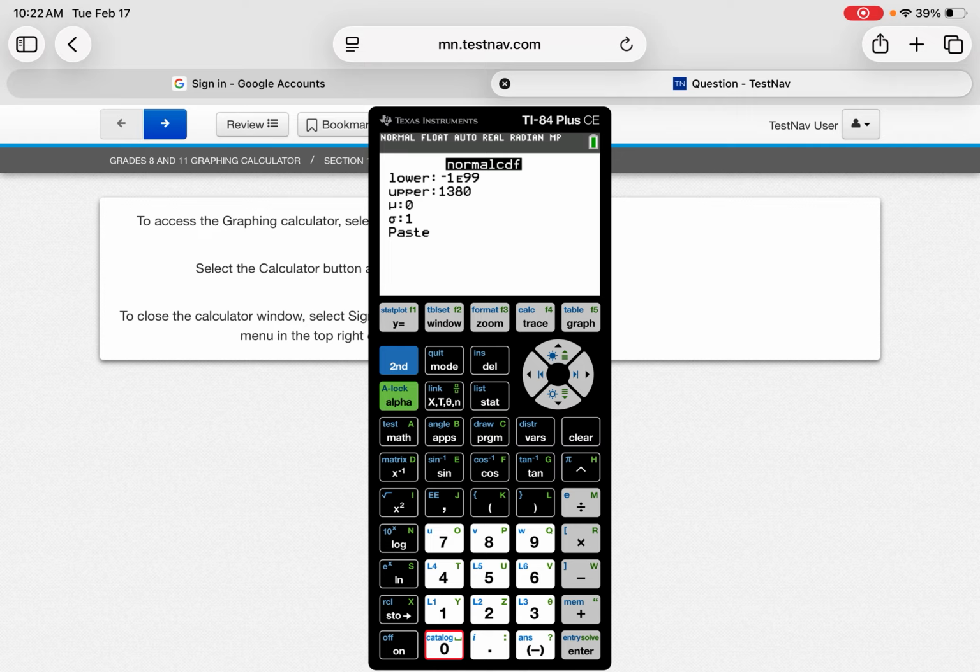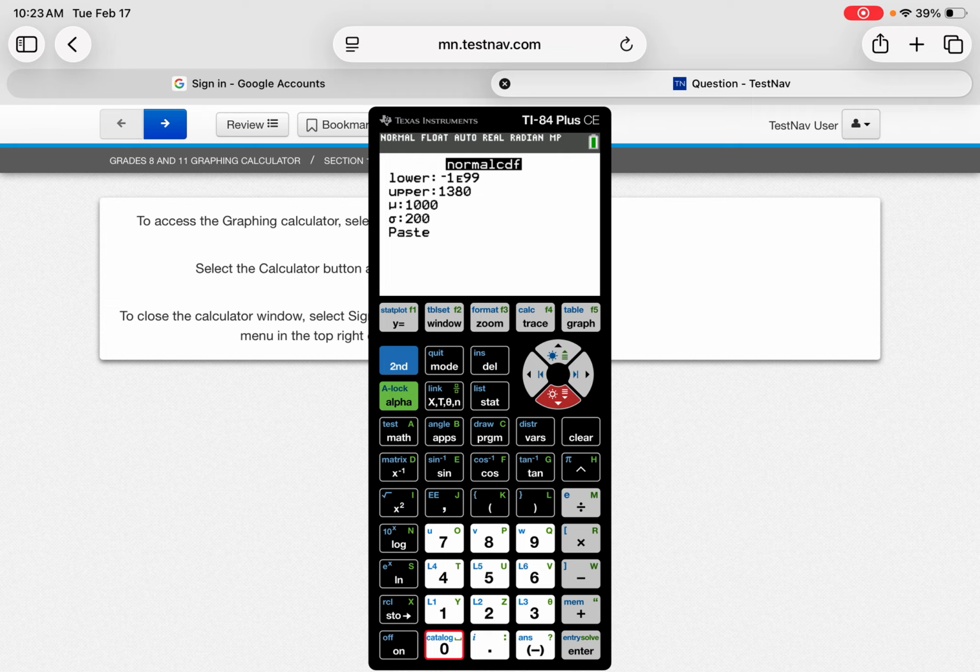Now, if they give you a minimum, so instead, let's say they said, what percent of people scored within 1100 to 1380, then I would put 1100 in the lower portion. But they don't do that here, so then we put a really small negative number. Okay, then they do tell us the median of the SAT scores. The median of the SAT scores was 1,000, so we're going to put that in there. And then the standard deviation for the SAT was 200.